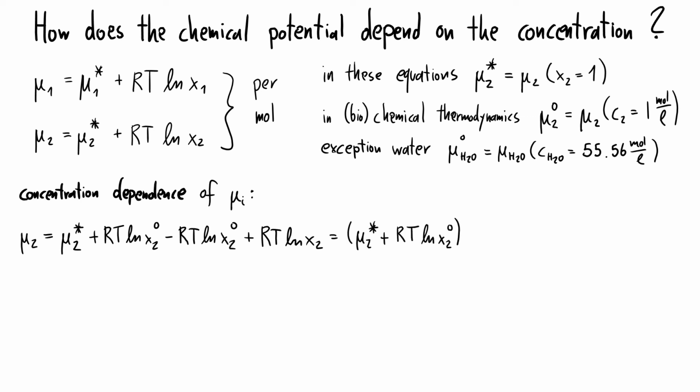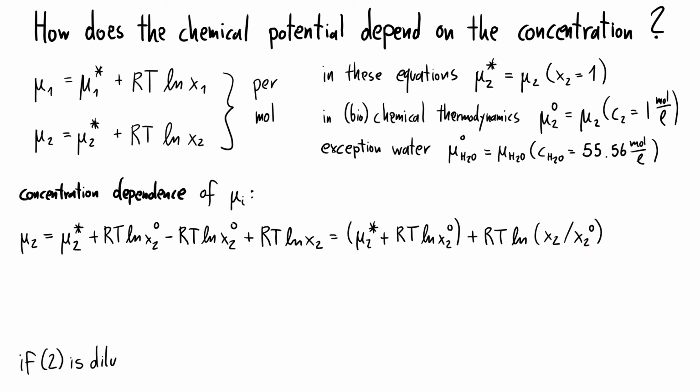Then this first part here, I put into a bracket, being the chemical potential of the pure solute plus the concentration dependence of the solute at standard condition. And the second part here, I combine these two terms now, being then gas constant times temperature times the logarithm of the subtraction of the two logarithms, which gives a single logarithm where we just divide the mole fraction of the solute in the solution by the standard mole fraction of the solute.